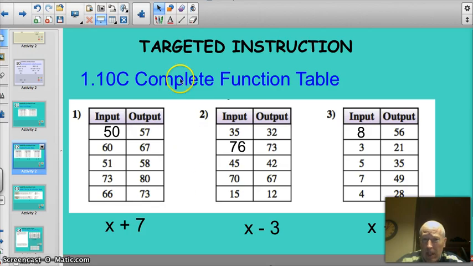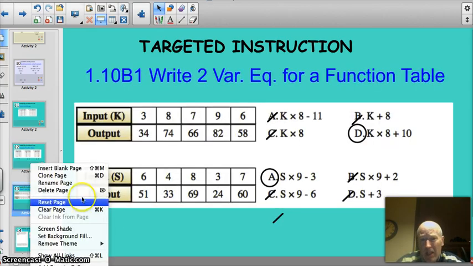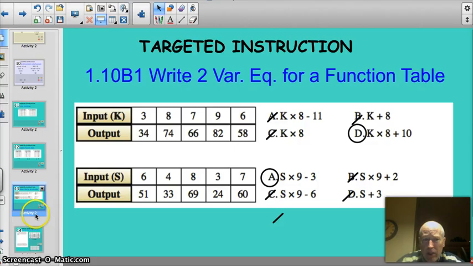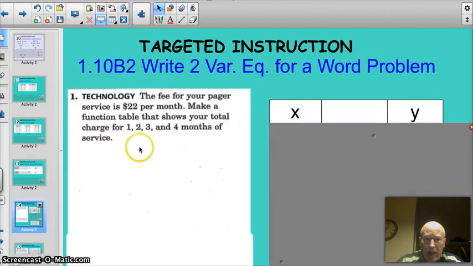Over on this side here, these tables were easy enough for me to quickly figure out what was going on in the box, going from the in to the out. But if not, look at the answers and figure it out by process of elimination. Okay, our last target for today is solving word problems. We've already done these problems in class. Why don't you go ahead and pause it and read through them and see if you can figure it out.